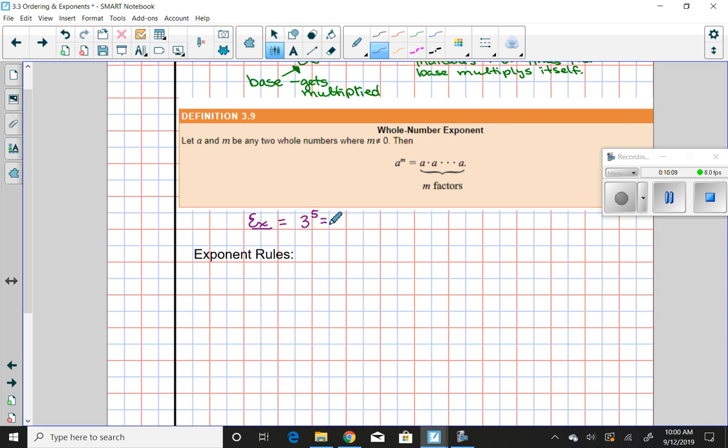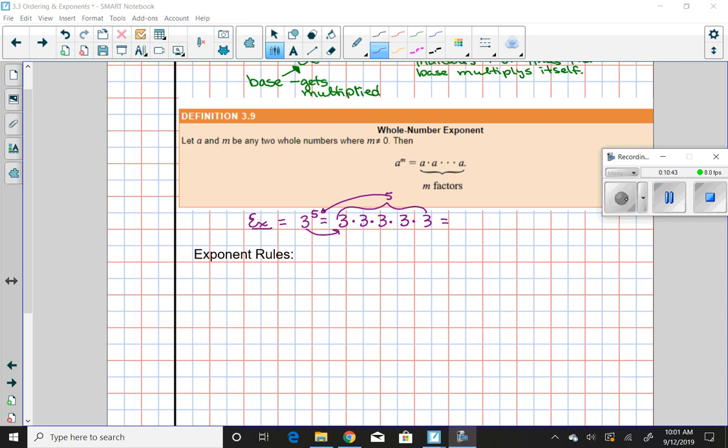So if I said put it in expanded form, 3 times 3 times 3 times 3 times 3, right? There are 5 of them. That's where that came from. And the 3 keeps getting multiplied by itself 5 times. Okay, so that's the expanded form. And then when you give me the answer, you finally end up with the actual standard form, is what they call it.